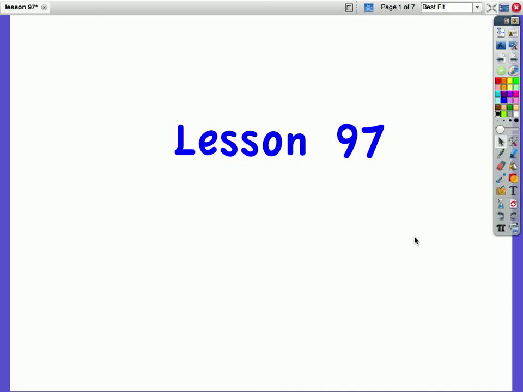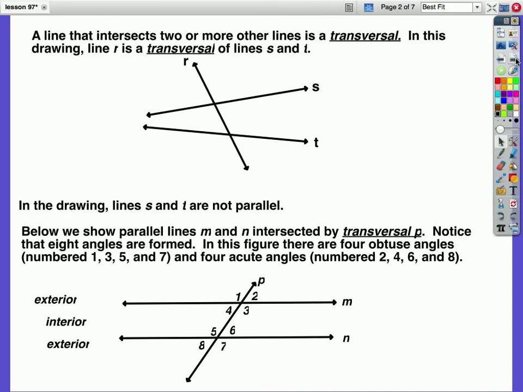For lesson 97, we're going to talk about transversals. A line that intersects two or more other lines is a transversal. In the drawing, line R is a transversal of lines S and T. Notice in the drawing, lines S and T are not parallel. Below, on the bottom one, we show parallel lines M and N intersected by transversal P.